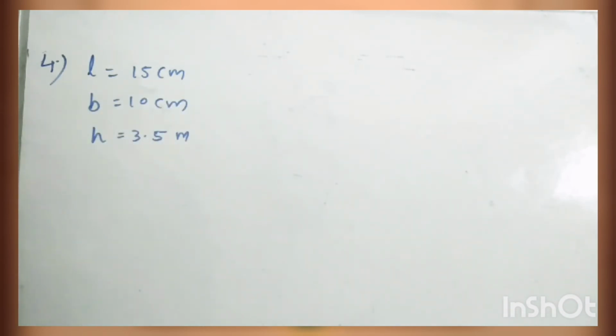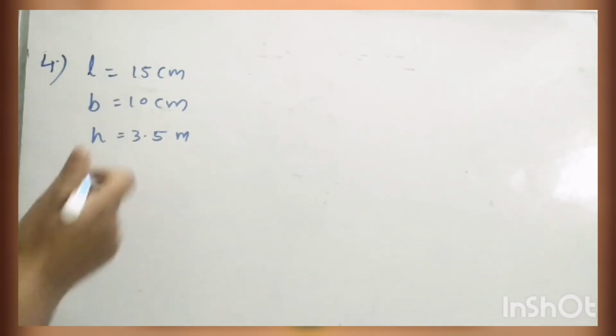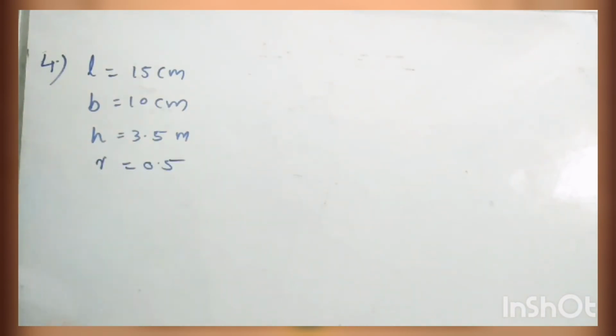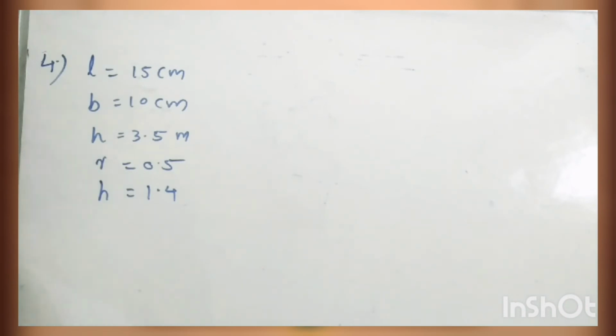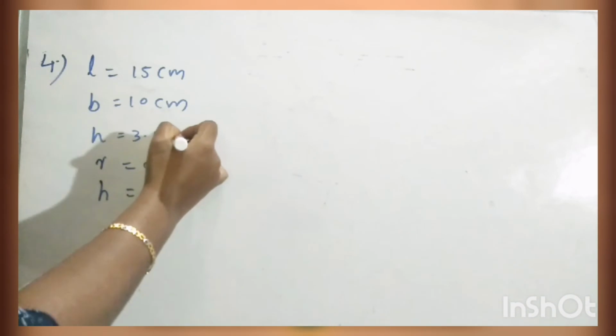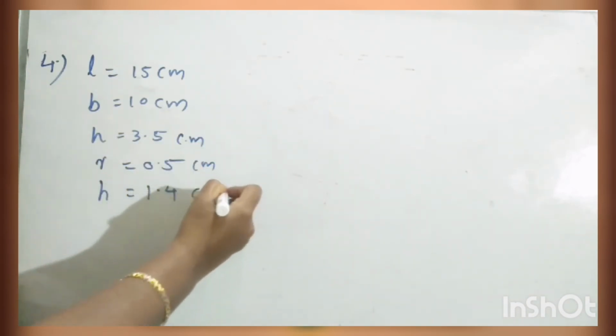And we have 4 conical depressions and the radius of each is 0.5 centimeter. The depth is also given, depth means height, which is 1.4 centimeter. Now we need to find the volume of the wood in the entire stand.